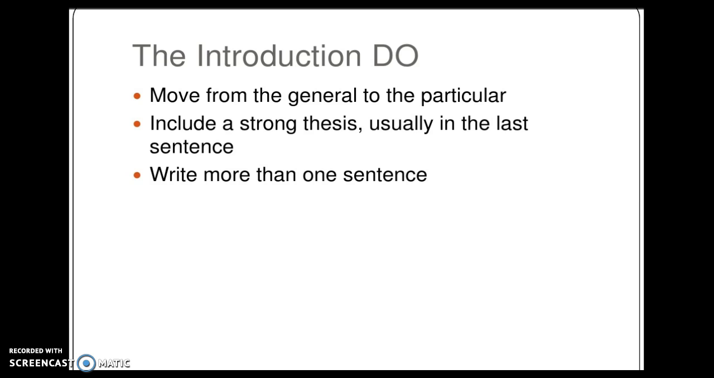Move from the general to particular. As I said before, you're going to want to start with a big idea, but make it narrow in order to fit it all in one paper. Include a strong thesis that will usually be the last sentence. While this does not always have to be the placement, it is a good place to have it. Write more than one sentence. Your thesis statement is not your introductory paragraph. There is more body to it than that.